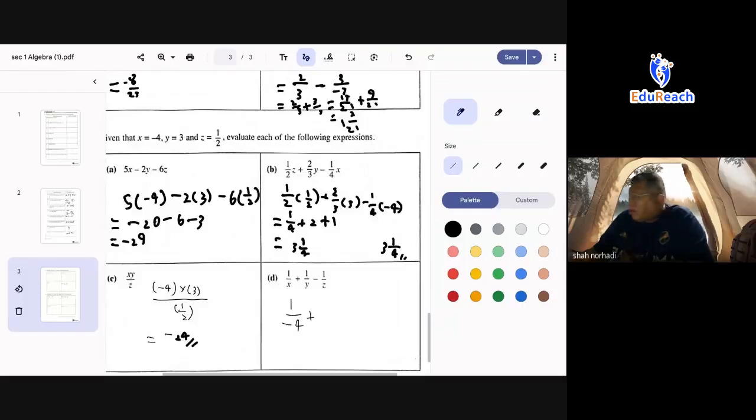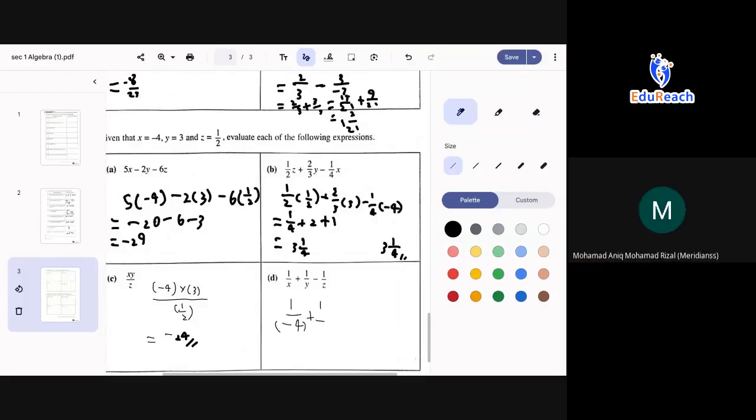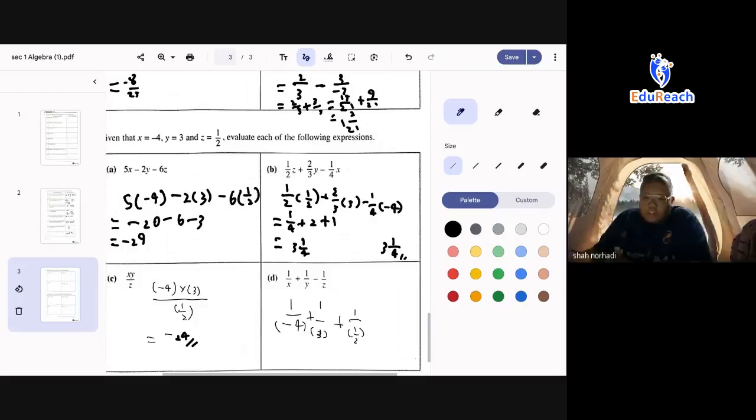Bracket, please. So you need to simplify. So slowly simplify.